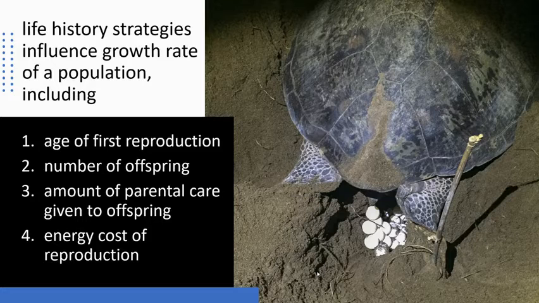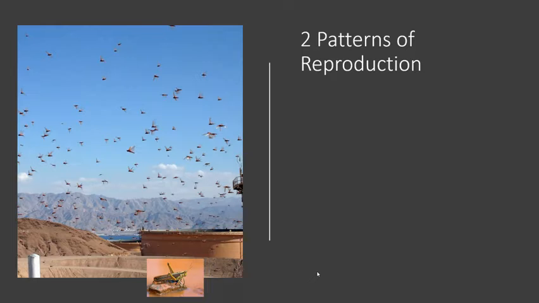And finally, the energy cost of reproduction. The less energy it takes to reproduce, the faster a population is going to grow. Whereas a species that requires a lot of energy to reproduce, its population will not grow as fast. So these two patterns that I talked about a few minutes ago, one is R-selected species. In R-selected species, energy is put into reproduction more than it is put into survival. So these species will spend a lot of energy just reproducing, but whether those offspring survive doesn't garner a lot of energy.